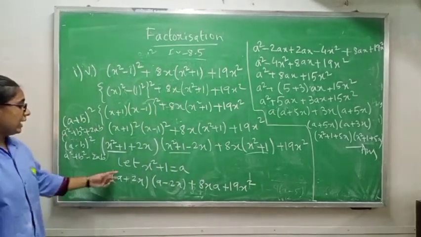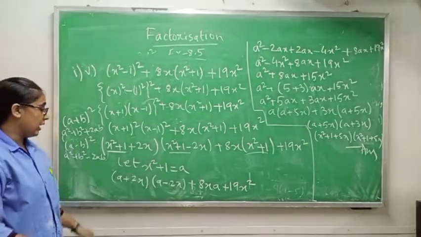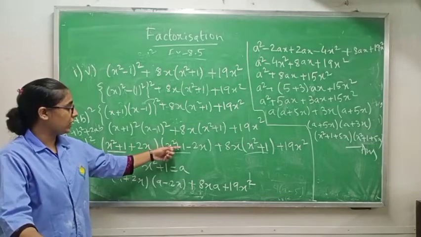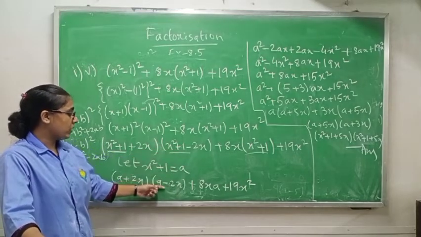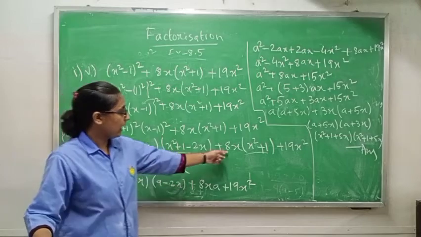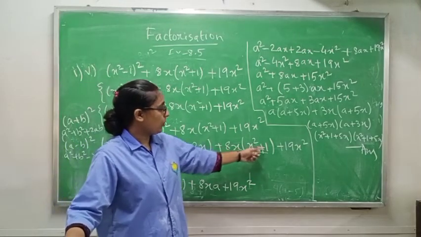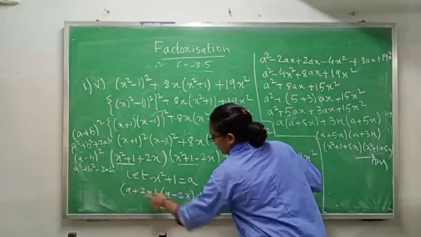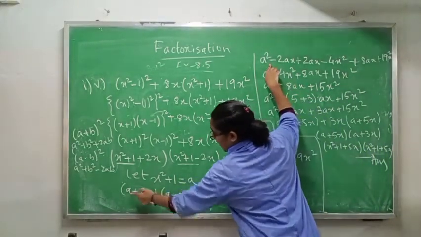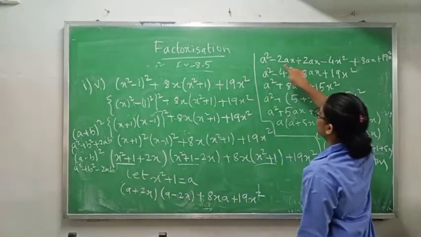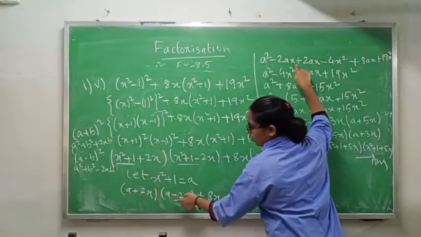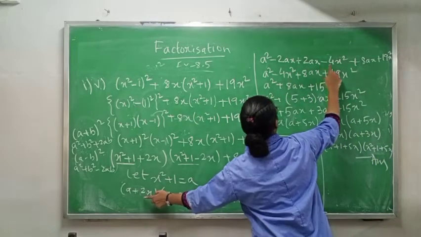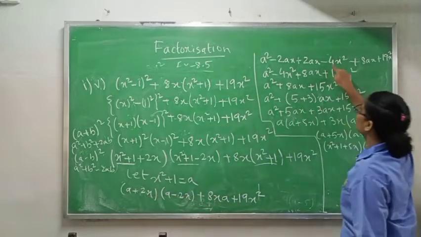So you can let x square plus 1 equal a. Now in this place, x square plus 1 I write a, then plus 2x. In the other, in place of x square plus 1 writing a, then minus 2x. Now a into a is a square, a into minus 2x is minus 2ax, plus 2x into a is plus 2ax, and minus 2x into 2x is minus 4x square.